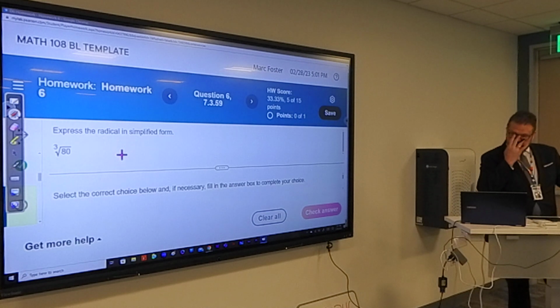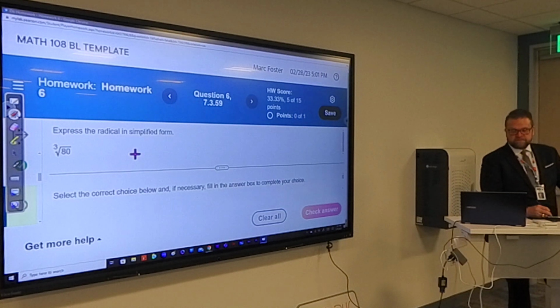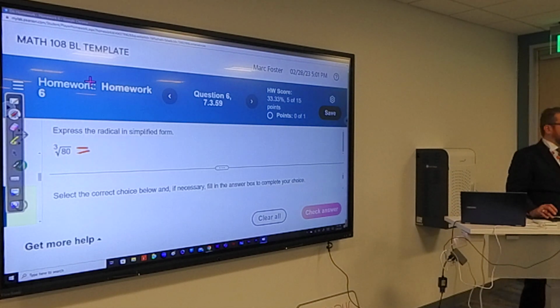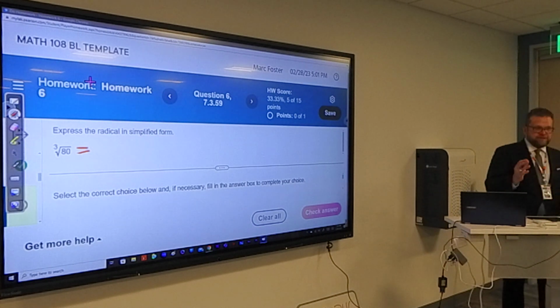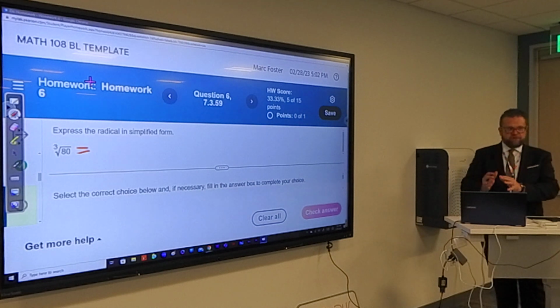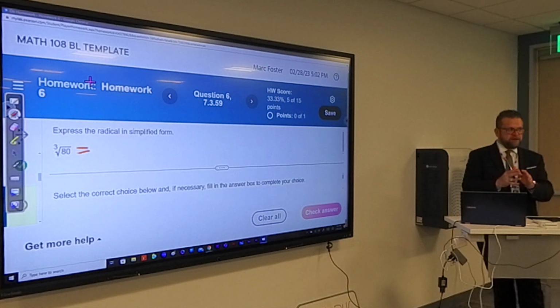Express the radical in simplified form. It's the third root of 80. So I don't look for pairs, I look for trios. If I factor 80, I need 3 identical factors in order to get a simplification.